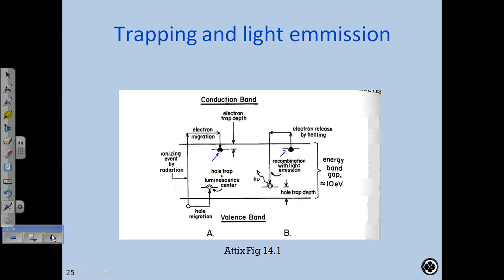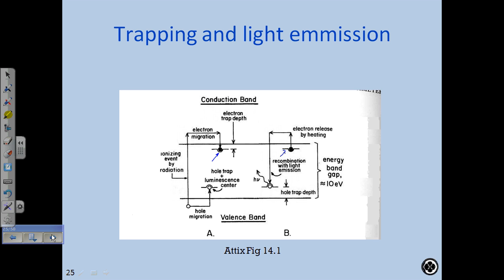If the radiation continues, they might have enough energy to jump out and travel in the conduction band and drop back in. Okay, so once the radiation stops, there's nothing in the conduction band. There's no electrons moving around, and all the electrons that have been released have gone to trapping centers. And the more radiation there is, the more electrons are released, and the more electrons end up in these trapping centers.